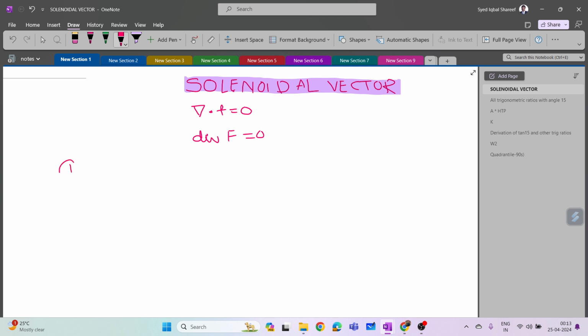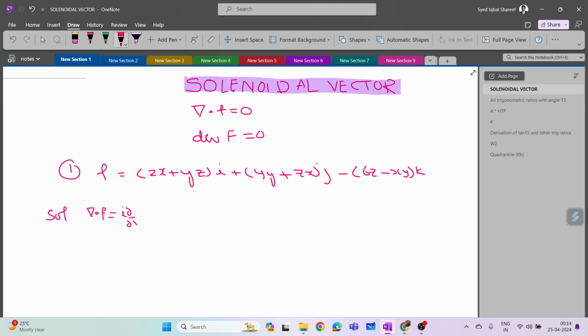Show that the given vector F is a solenoidal vector. F equal to 2xyz i plus 4yzx j minus 6zxy k. So we have to show it is a solenoidal vector. Solenoidal vector means del dot F equal to 0.